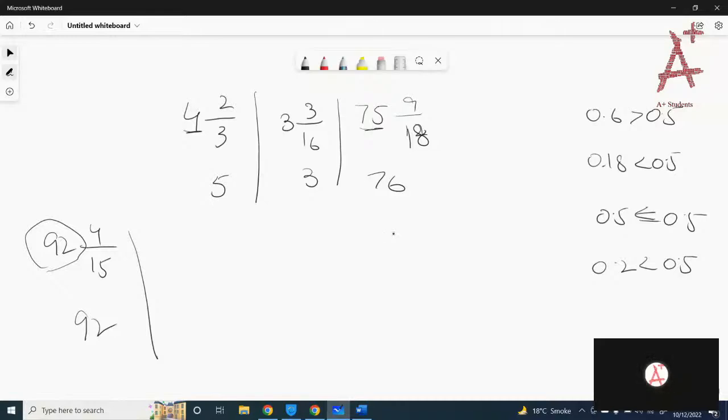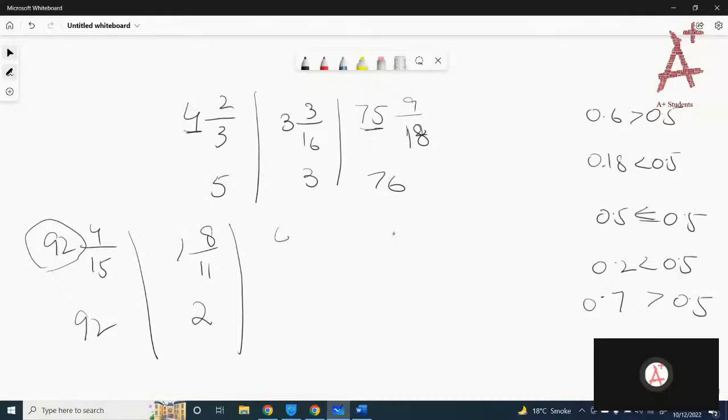Okay, the next one is 1 whole 8 by 11. So 8 by 11 equals 0.7 and 0.7 is greater than 0.5. That means you have to round up. Round up means remove the fractional part, just add 1 to the whole number. So it would be 2. Got it? So 8 by 11 is rounded off to 2.